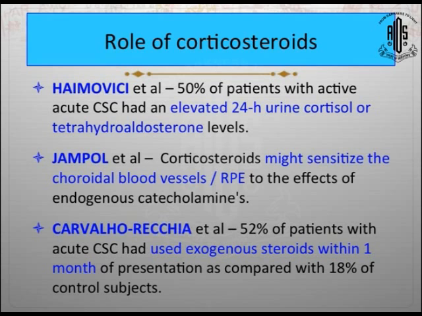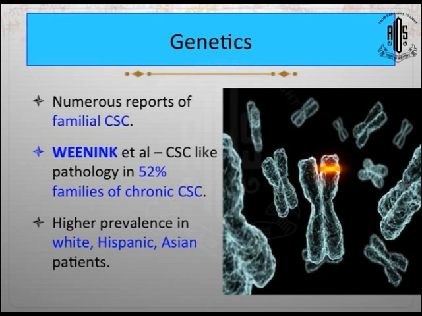So we can see Hamovicki et al. had elevated 24-hour urine cortisol and tetrahydroaldosterone levels. Again, Jampal et al. supported that corticosteroids might sensitize the choroidal blood vessels and the RPE. And Carvalho-Ricci et al. noted that 52% of patients in their series with acute CSC had used exogenous steroids within 1 month. So that was the supportive evidence for corticosteroids.